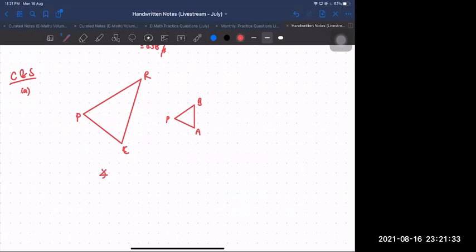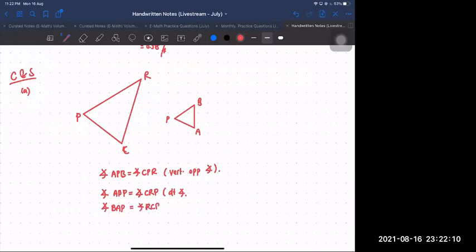So angle APB equals angle CPR. And very important, for congruency and similarity questions, it is always a good habit to write out the triangles and draw the triangles like this, such that you get your naming conventions correct. So these are vertically opposite angles. The next ones will be angle ABP equals angle CRP. This will be alternate angles because they are parallel lines, and angle BAP equals angle RCP, alternate angles as well.